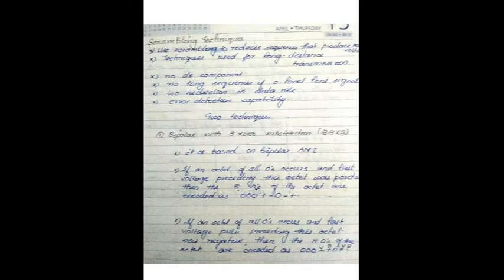The second one is: if an octet of all zeros, that means 8 zeros, is preceded by a voltage that is negative, then it can be encoded as 0 0 0 minus, plus, 0, plus, and minus. V and B: V means it is a violation and B means it is a valid bipolar. We can discuss that later.